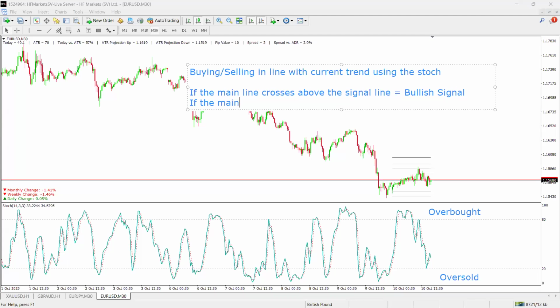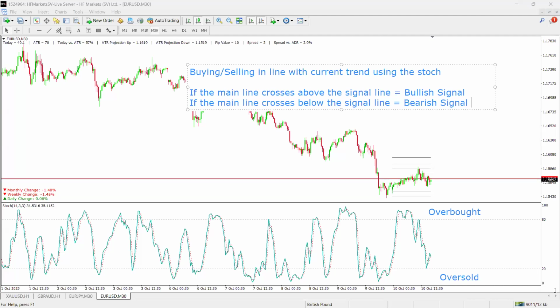If the main line crosses below the signal line, that is when it becomes bearish. Which means, for example, and listen to this, like I said, we need to rationalize it. It says if the main line goes above the signal line, it's a bullish signal. But if the main line goes below the signal line, it's the bearish signal.